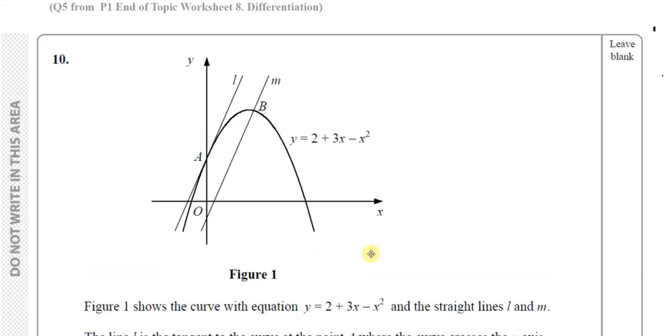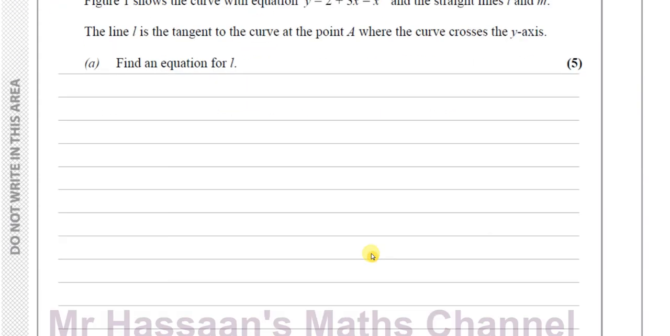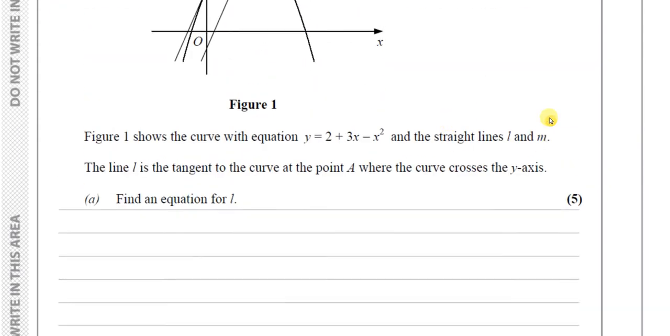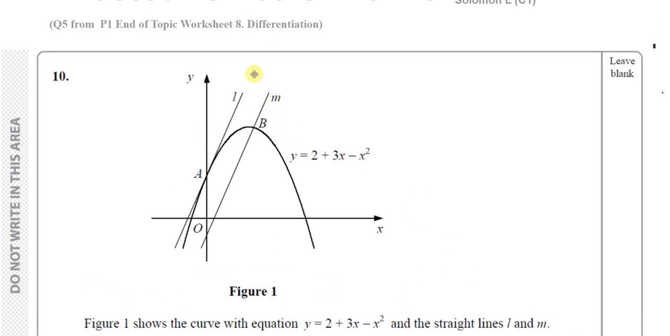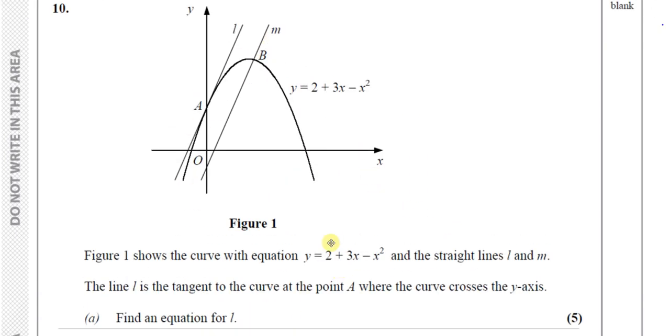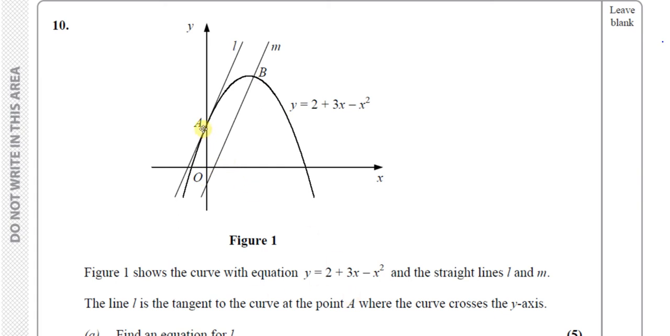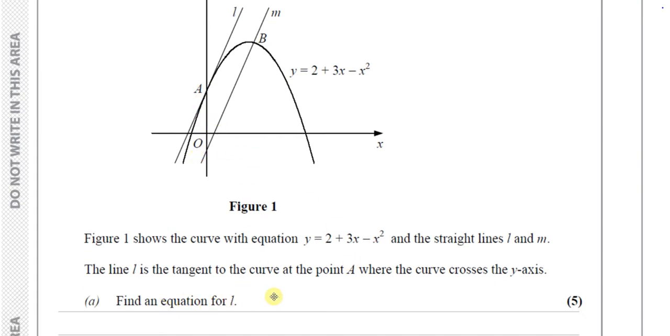It says figure 1 shows the curve with equation y equals 2 plus 3x minus x squared and the straight lines L and M. So we have the curve y equals 2 plus 3x minus x squared, this frowny face type of curve, a quadratic, and the straight lines L and M. The line L is a tangent to the curve at the point A, where the curve crosses the y-axis. Find an equation for line L.